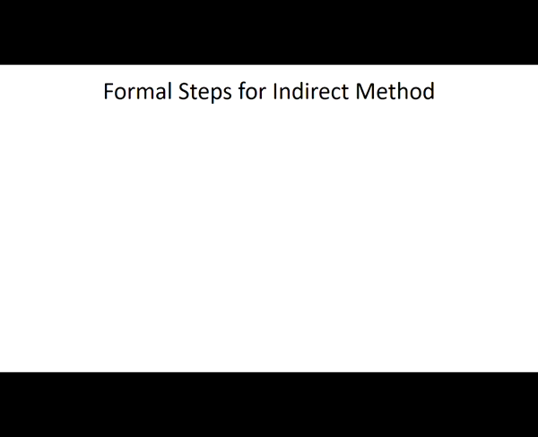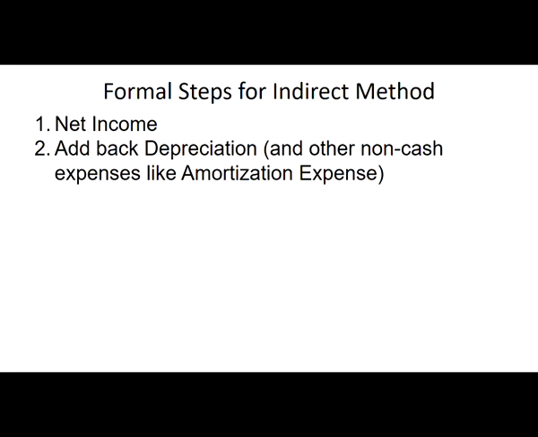There are 4 steps to the indirect method of the operating activity section of the cash flow statement. The first is net income, meaning you just write net income on your cash flow statement and then move on to step 2. Pretty easy, right? The second step is to add back depreciation and any other non-cash expenses. Again, this is the cash flow statement. We're trying to show what happened to cash, and if there are things in net income that aren't cash related, they need to come out. Things like depreciation, amortization expense, bad debt expense, items like that come out. In addition, we're going to add losses and subtract gains.